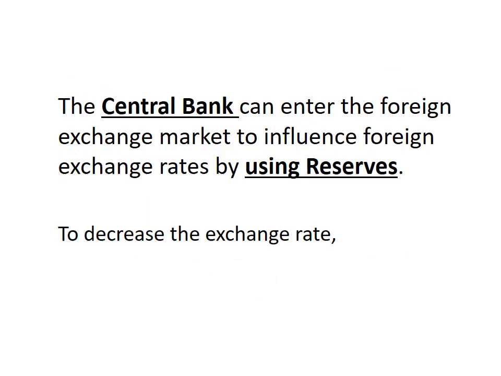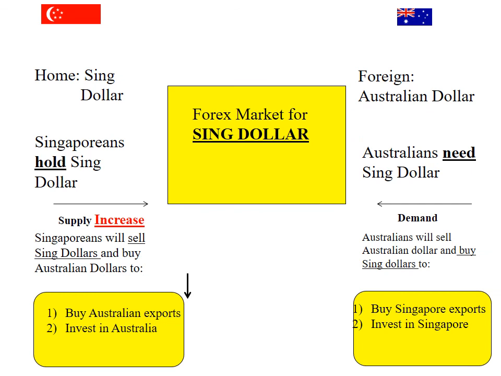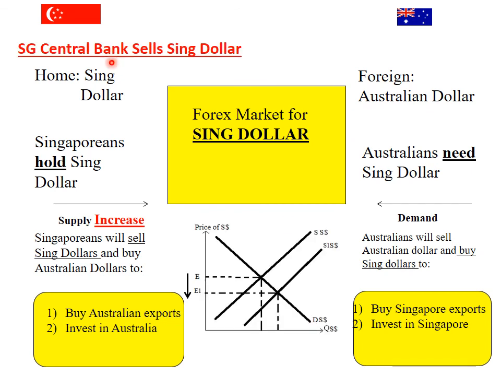To decrease the exchange rate, to make it cheaper, this one is easy. You don't have to use reserves. You just need to sell the currency. So you sell the Sing dollar. This is easier because the central bank controls the home currency. So it has lots of home currency, so you can just keep selling. So supply curve shifts to the right. The value of Sing dollar will depreciate.